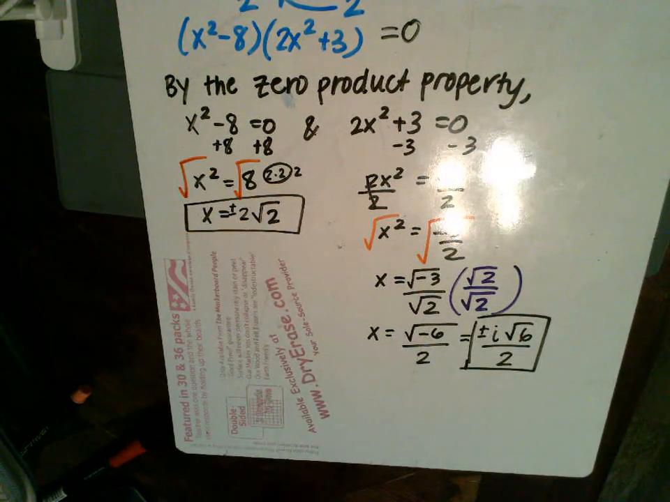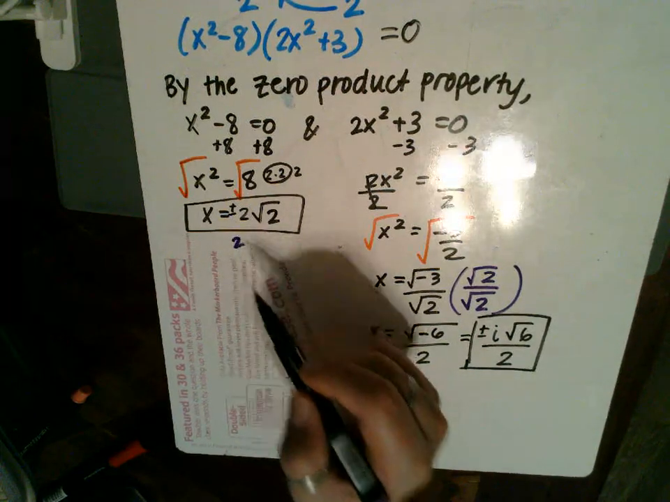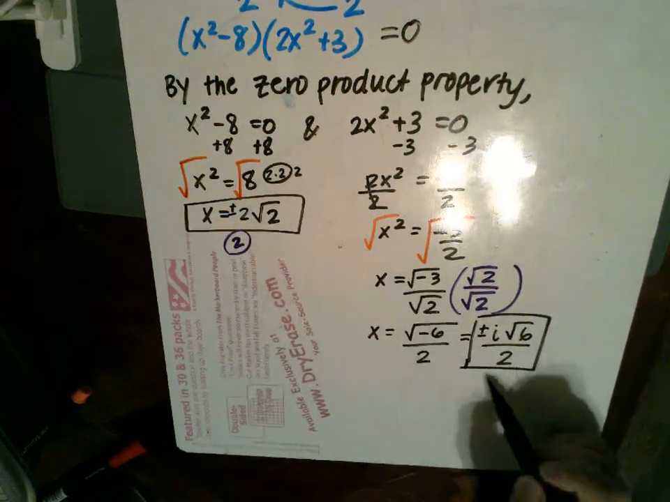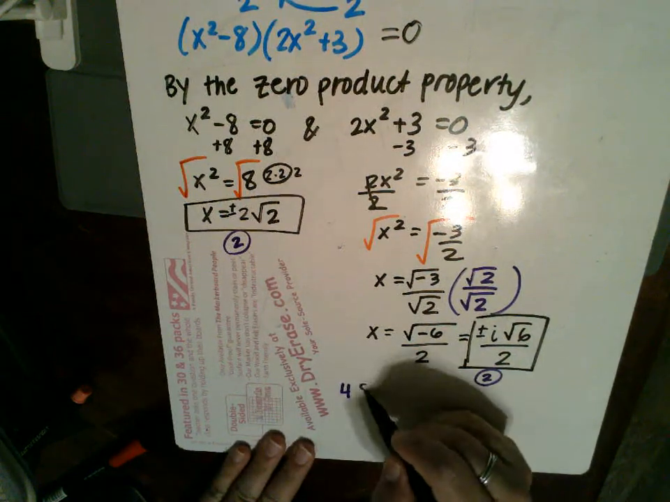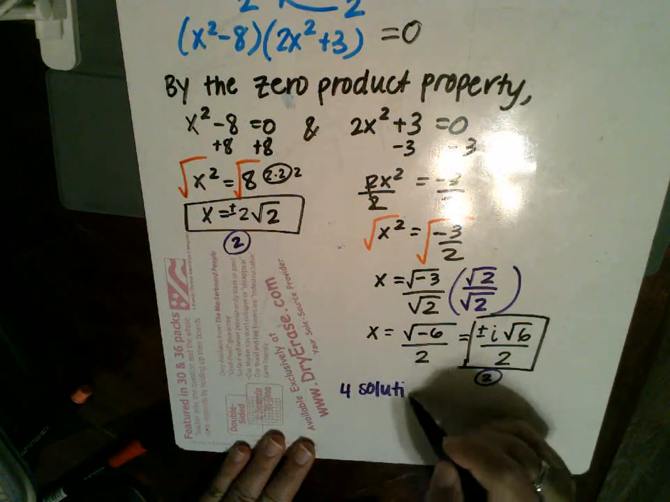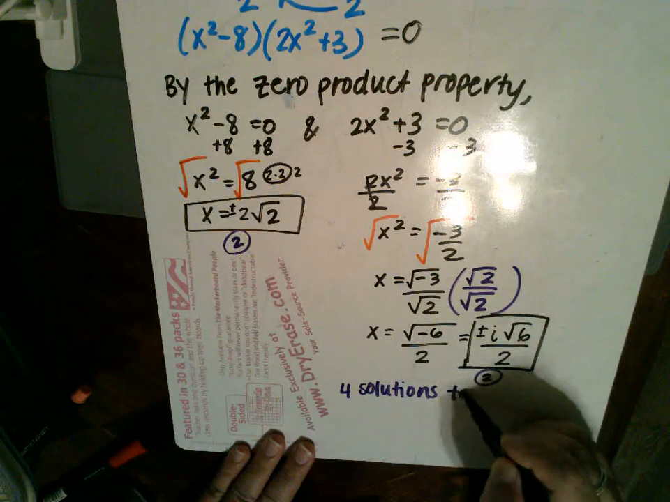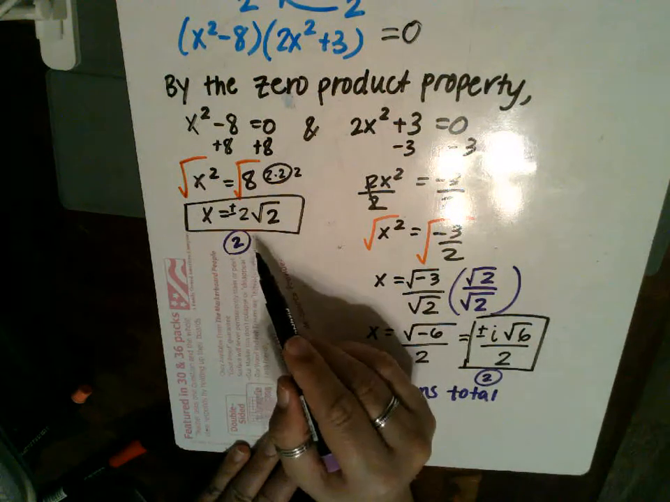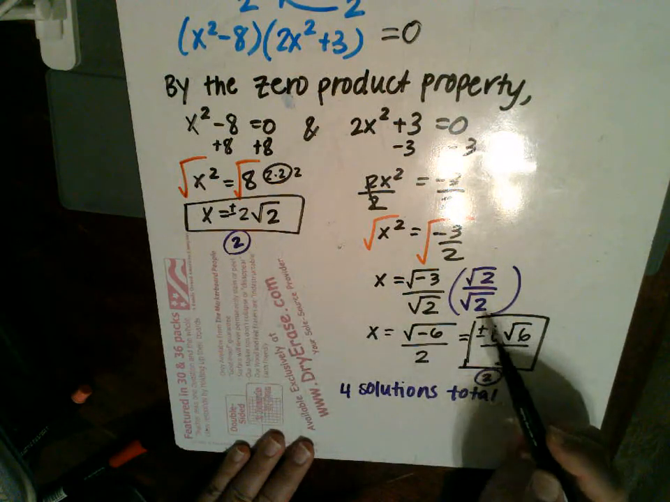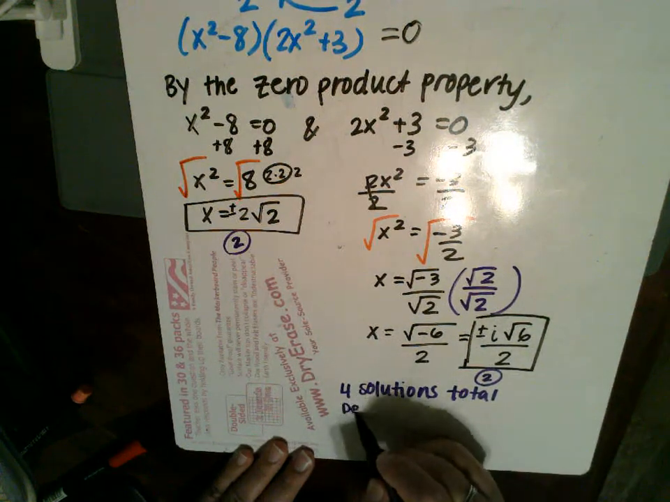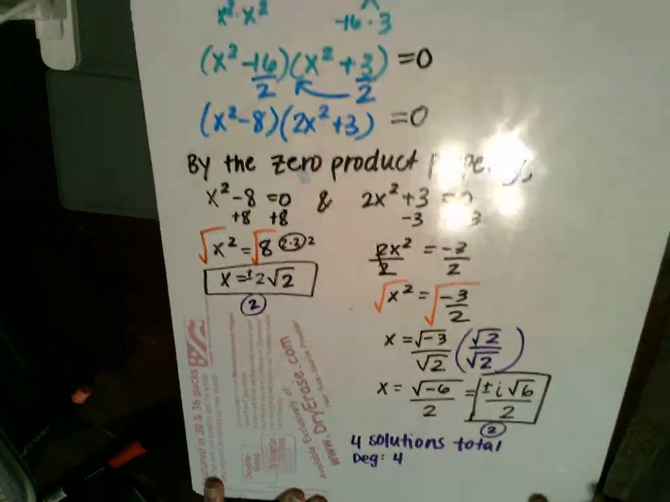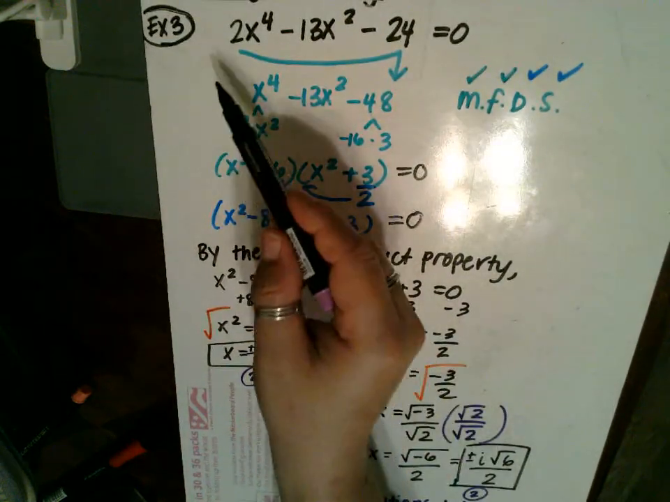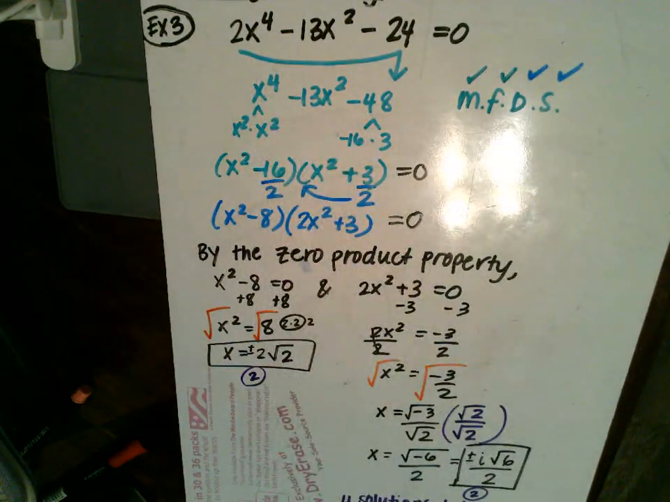Again, looking at my solutions, I have 2 here and 2 here, so I have 4 solutions total. 2 are real, 2 are imaginary or complex, and the degree of the polynomial that I started with was 4, since it was 2x to the 4th, so I know I have finished solving.